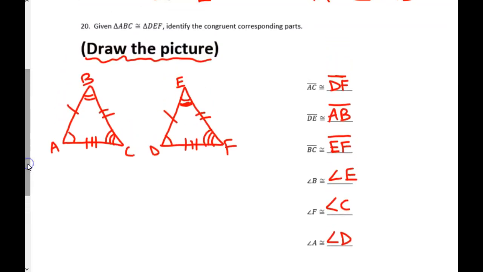And that's the extent of your review. So expect to see all these types of problems on your test tomorrow. Go Cowboys, of course.